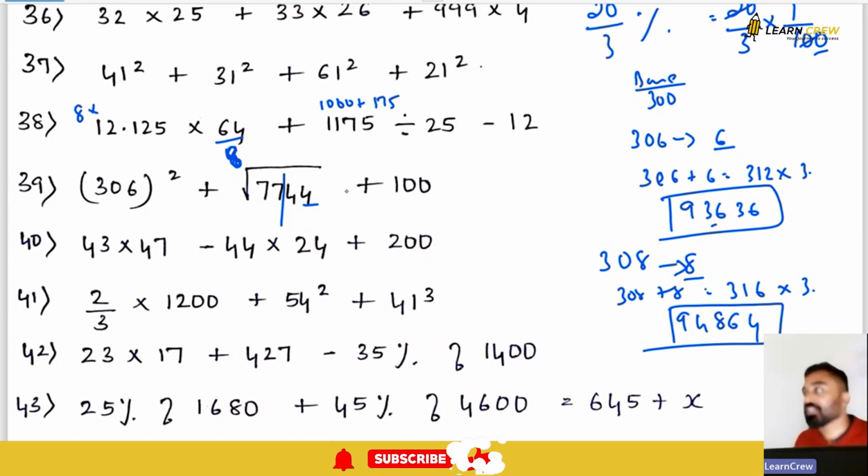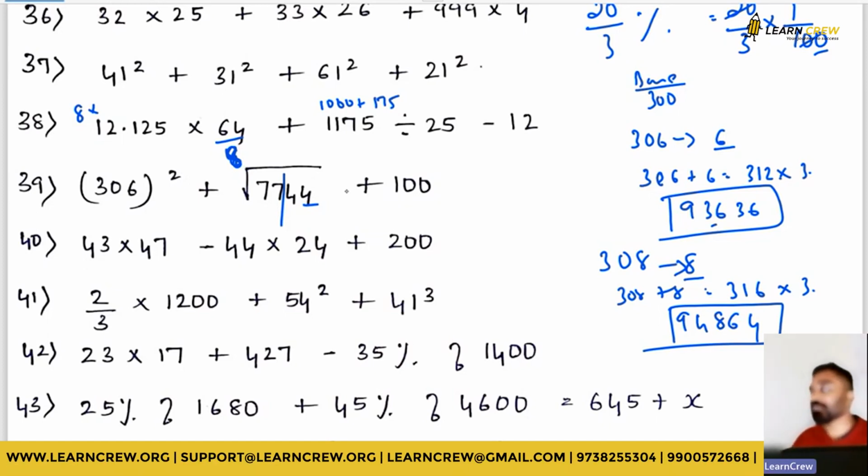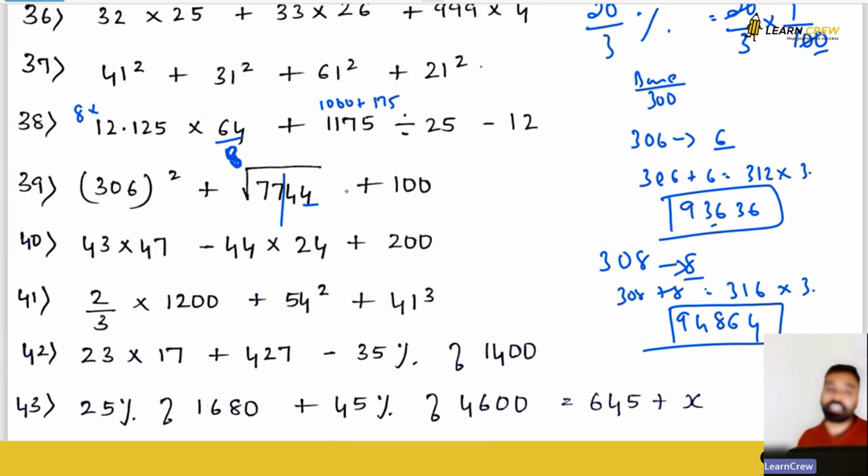85 square is going to give you 7225. 7225 is lesser than the given number. So the higher number becomes the answer. It is nothing but 88.